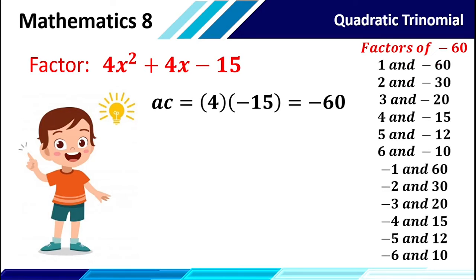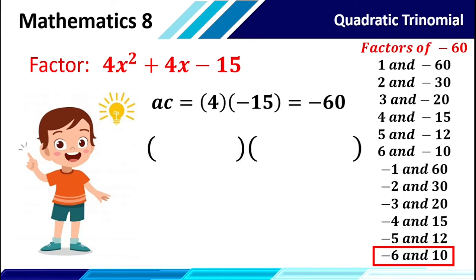Here are the factors of negative 60. In this set of factors, we need to find two factors wherein when we add, the answer is 4. And that is negative 6 and 10. Why? Because negative 6 plus 10 is positive 4.